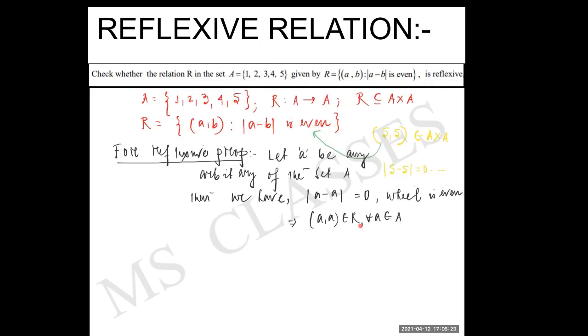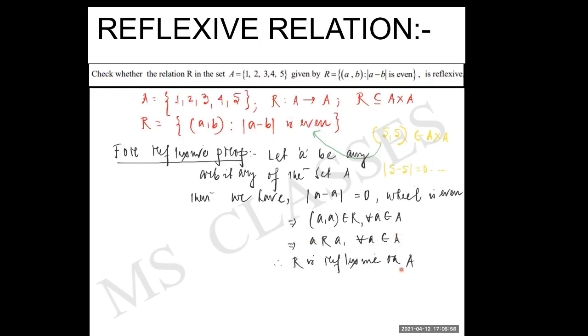Therefore, what is happening here? (A, A) is satisfying this condition, so (A, A) must belong to the relation. That is, A is related to A for all A belongs to capital A. Therefore, R is reflexive on A. Since this condition is satisfied, we say it is reflexive.